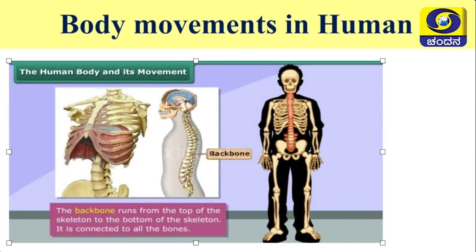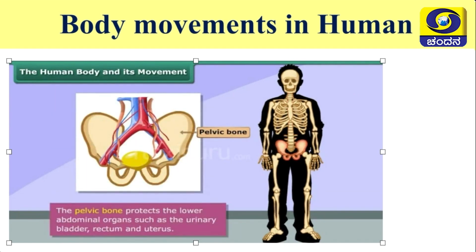The backbone runs from the top of the skeleton to the bottom of the skeleton. It is connected to all the bones. And the pelvic bone protects the lower abdominal organs such as the urinary bladder, rectum, and uterus.